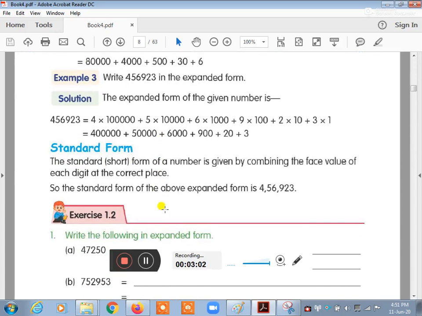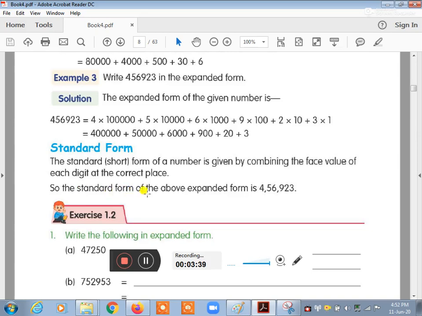The standard form of a number is given by combining the face value of each digit at the correct place. So if they have given the expanded form, we have to write it in the short form, its standard form. Here we have to combine the face value of each digit at the correct place.